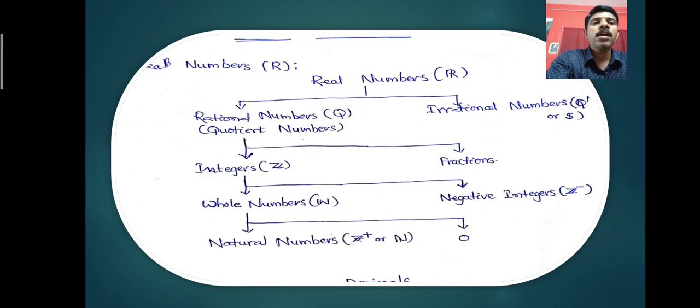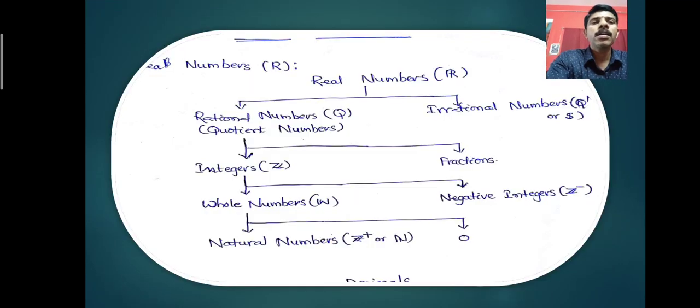Integers can be classified as whole numbers and negative integers. The whole numbers can be classified into natural numbers and zero. The natural numbers are known as positive integers. So here the number sets are classified from real numbers to natural numbers, and from natural numbers back to real numbers.